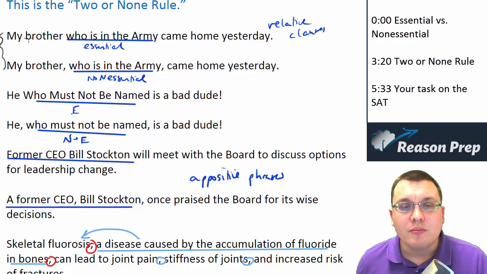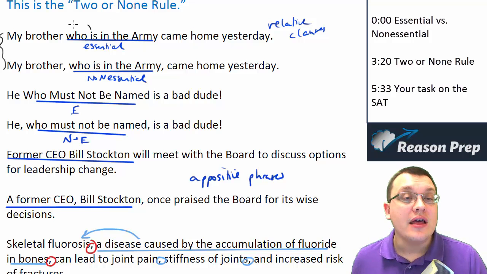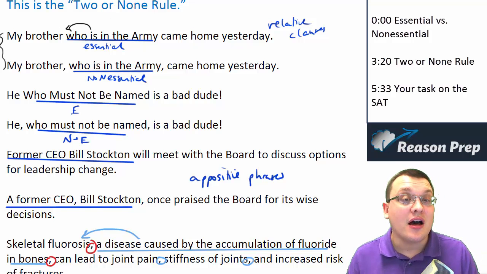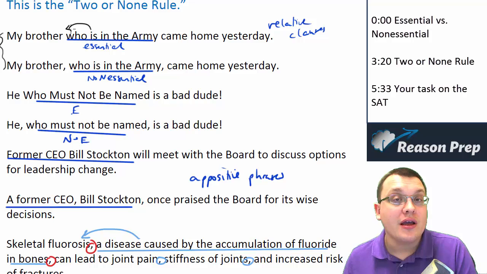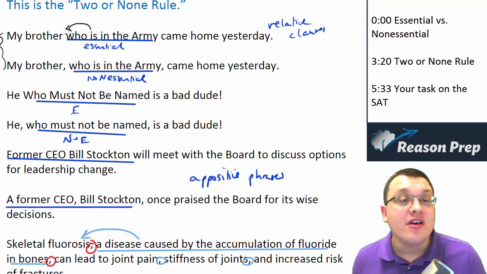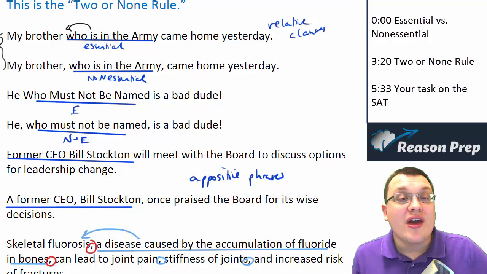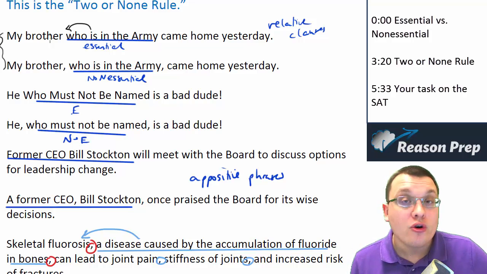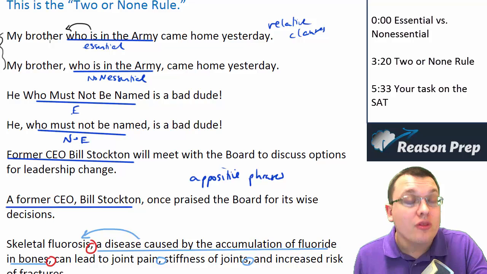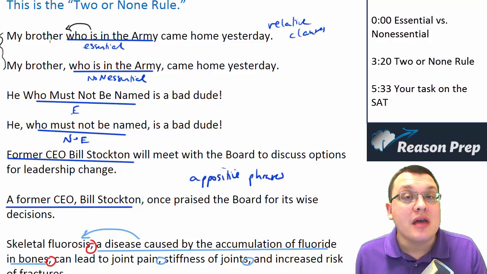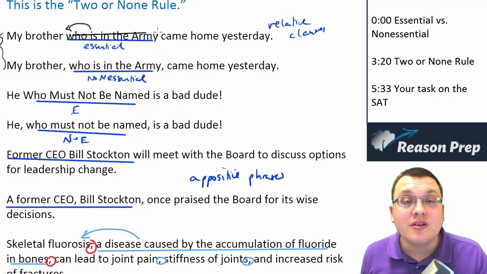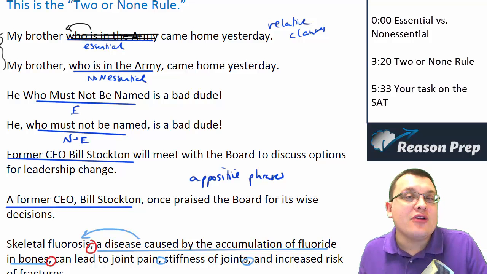So what's the difference here? My brother, who is in the Army, came home yesterday. If this is essential, it means we have to specify which brother came home yesterday, meaning this speaker probably, let's pretend, has three brothers. So they have to specify my brother who is in the Army, that brother, the one in the Army, came home yesterday. So removing this from the sentence would introduce some ambiguity.